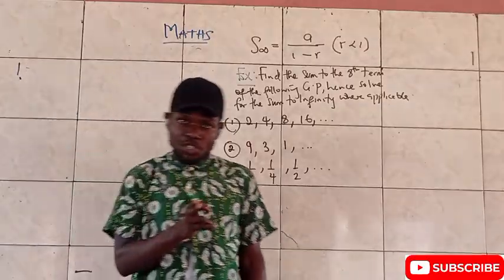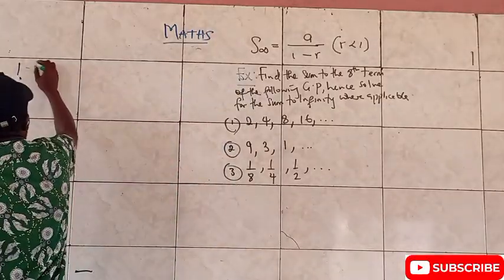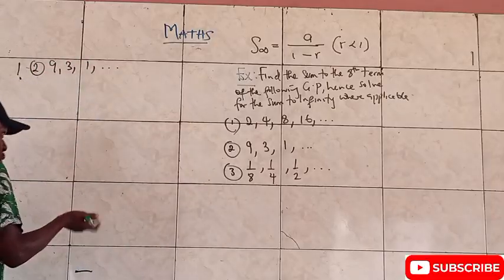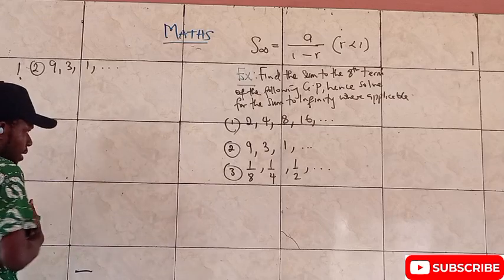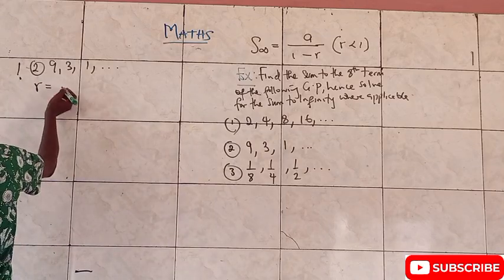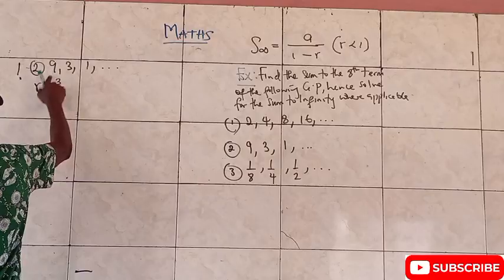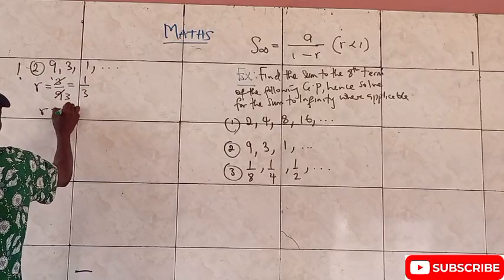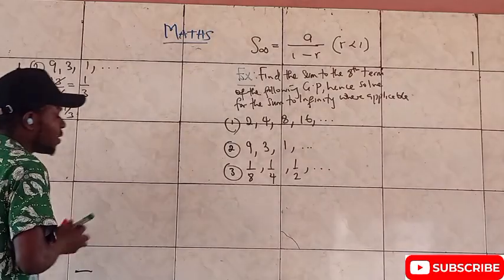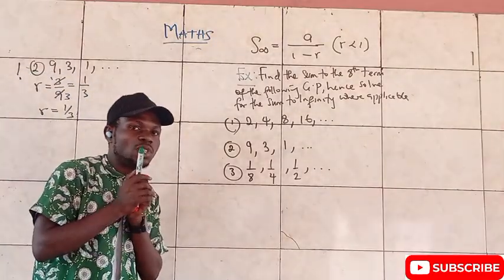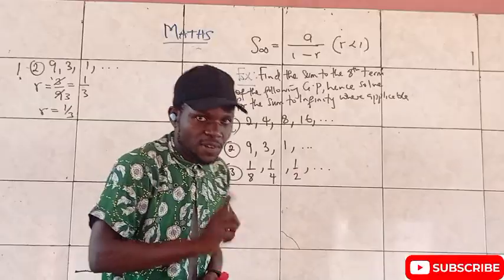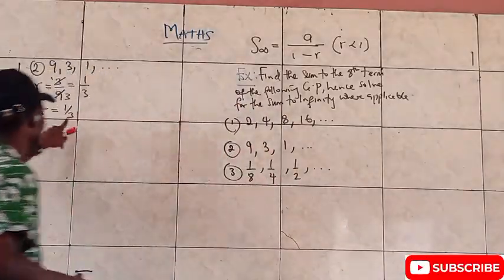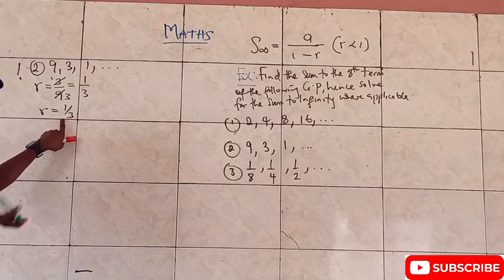Okay, for the number 2 question, what do we have? We have 9, 3, 1, and it goes on. We have been told that it's a GP. So, what is the common ratio? Simply u2 over u1, 3 over 9, which is 1 over 3; u3 over u2, 1 over 3. Our common ratio is 1 over 3. The question is, which of the formulas is applicable to solve for the sum to the nth term of the GP? Is it the first one or the second one? Definitely the second one, because 1 over 3 is not greater than 1. Instead, it is less than 1.